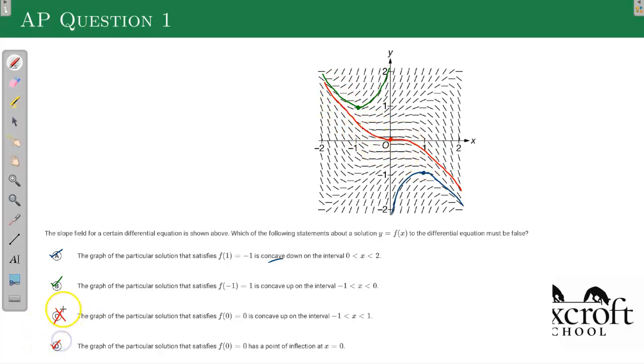So D is right, which means the actual answer to the question is C, because that's the one that's actually false. I mean, see how this is asking you a lot of things. One, do you know how to create graphs from a slope field? Do you know what concave up, concave down, point of inflection is? So they're asking you a lot of things in this one question.